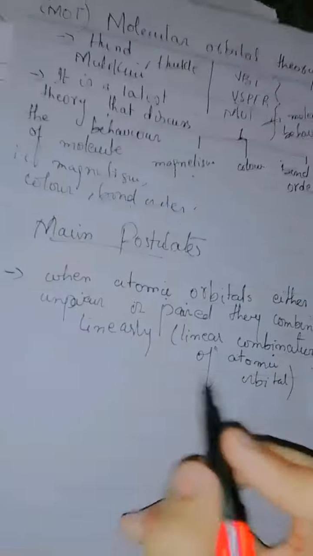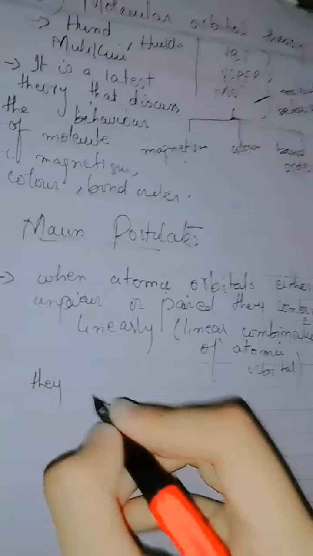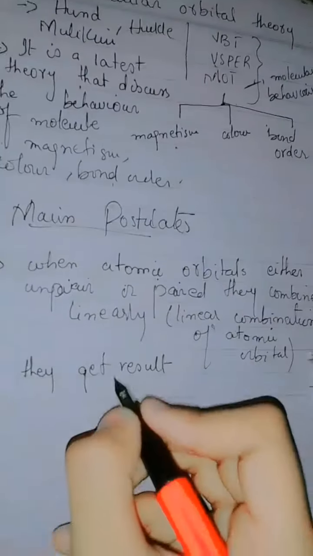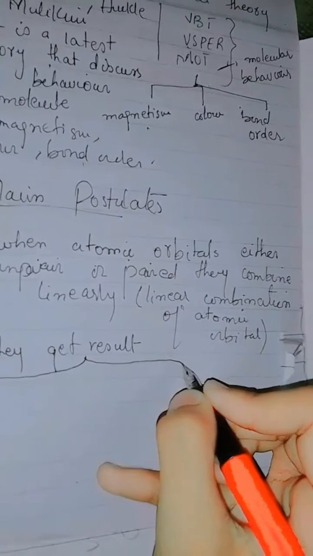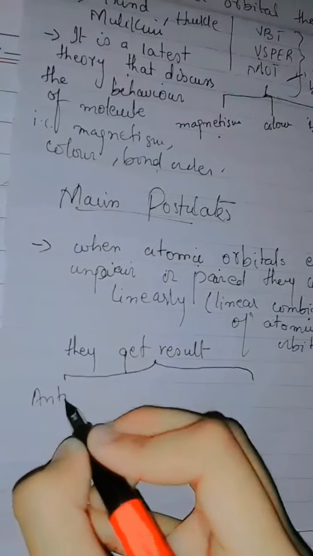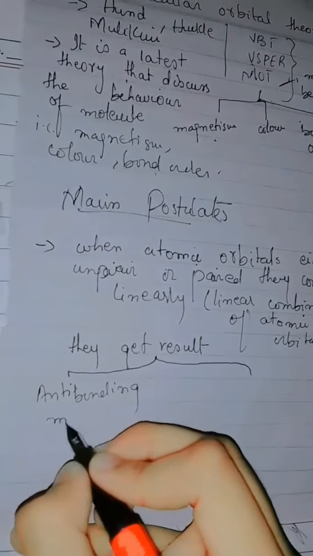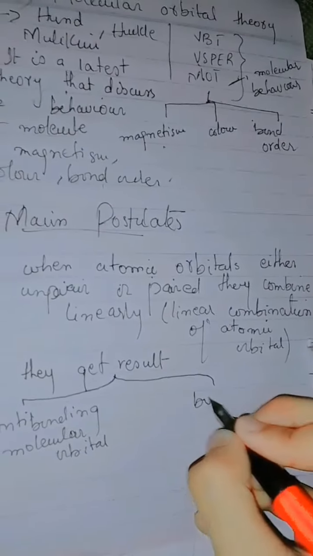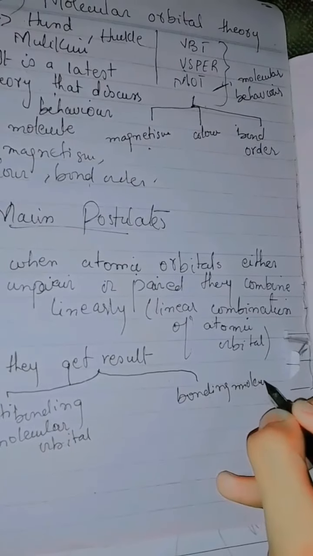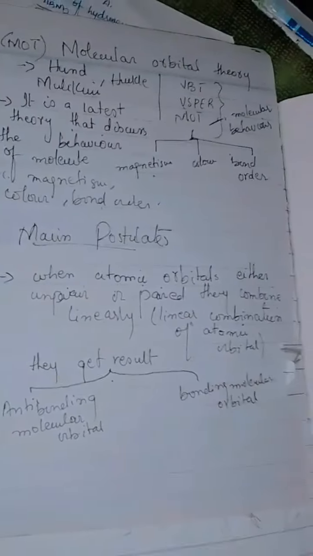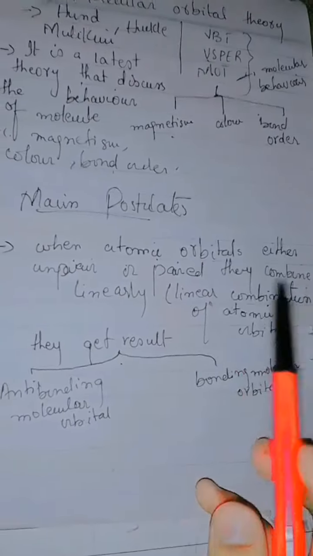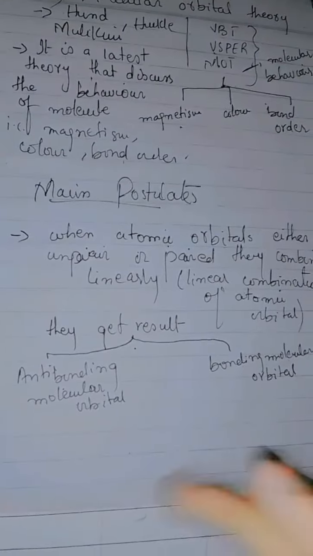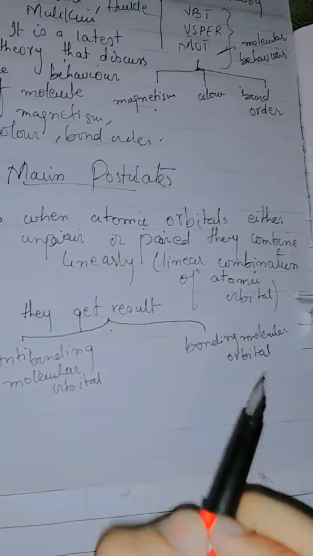They will get a result after overlapping. The result will be of two types. First is anti-bonding molecular orbital. Second, bonding molecular orbital. The result after combining the two atomic orbitals, either paired or unpaired, linearly will be of two types: anti-bonding molecular orbital and bonding molecular orbital.